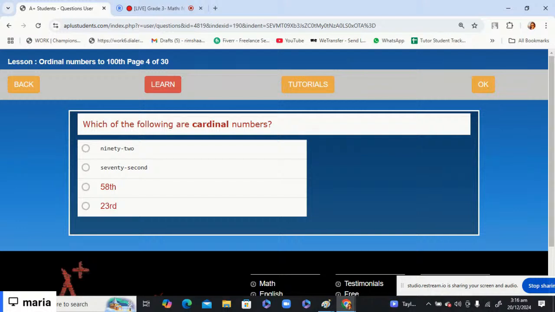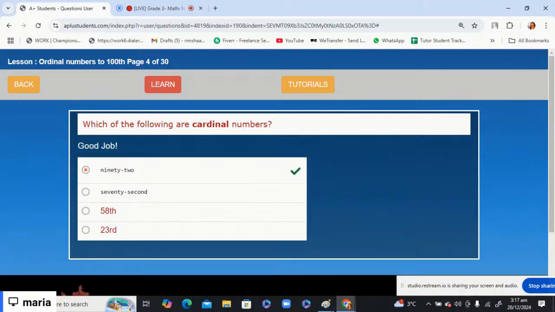So look at these options. The first one is 92, which is only a simple 9 and 2. But the second one is 72nd, which means that 2 and D are involved. Now for the third one, th is involved, and for the fourth one, rd is involved. So these three are basically ordinal, and only the cardinal number, 92, is a simple number.